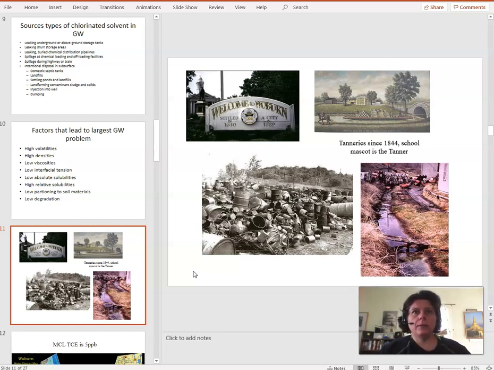Woburn, it's an old industrial town. There were tanneries that started there since the 1840s. Their school mascot is the Tanners. What they would do in this town is take animal hides and make them into leather. And so this was one of the big industrial products in that town. And then the whole town started to become more industrial with time. Other industries came into the town all along the rivers and stuff.